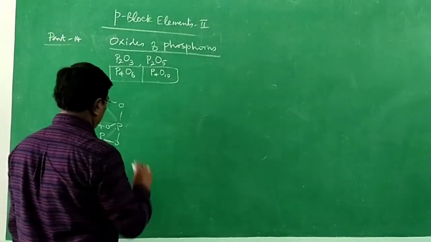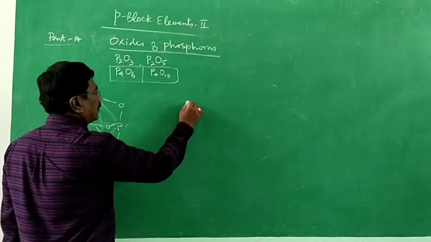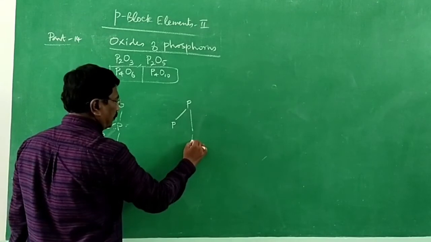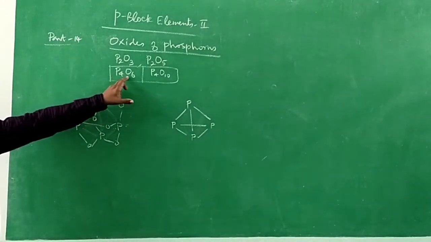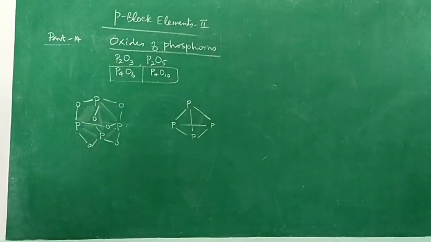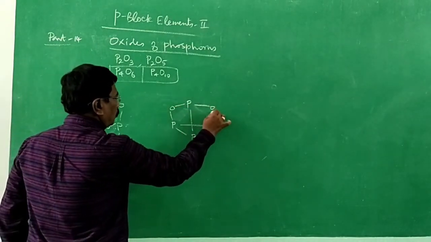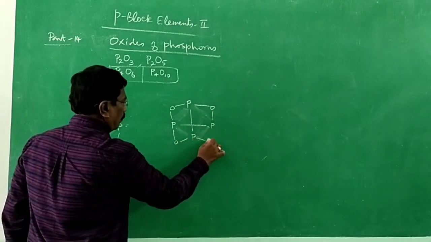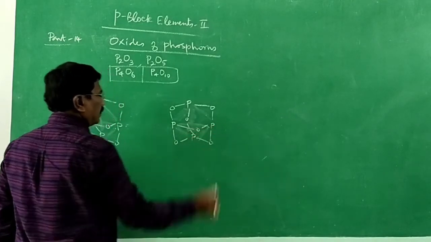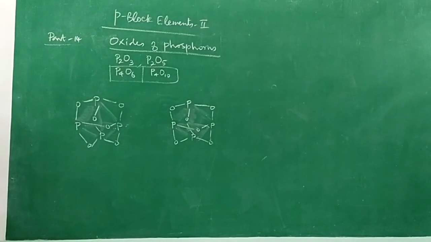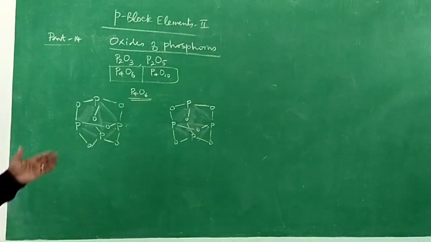Phosphorus, this bond, instead of this bond, an oxygen. That's all. So let me repeat once again. The P4 structure I am writing now. Yes, it is P4. With that P4, 6 oxygen atoms have to be added. How? In between each phosphorus-phosphorus bond, I am placing an oxygen atom. 1, 2, 3, 4, 5, 6. That's all. We got the structure for P4O6. Both are structures for P4O6. Both are the same. I have written it two times, that's all.